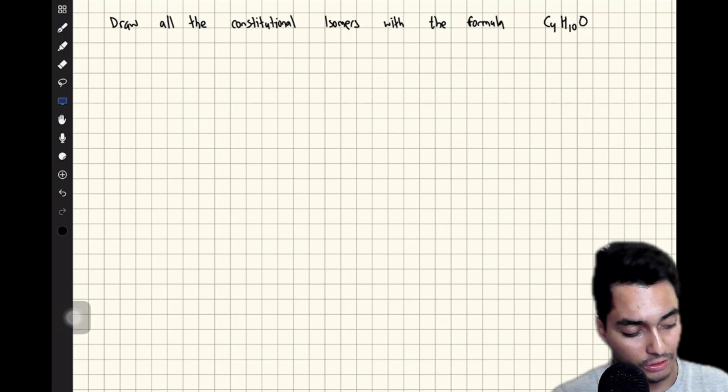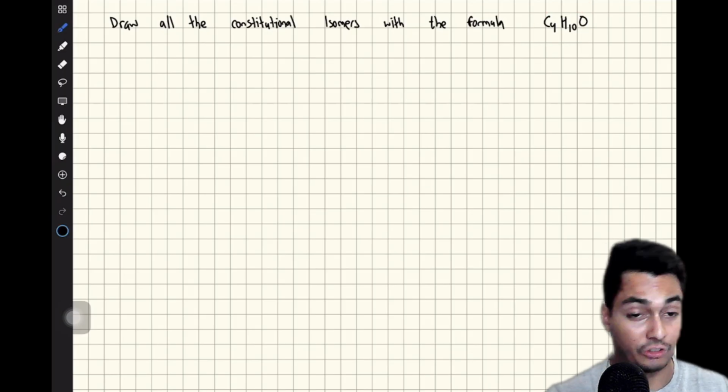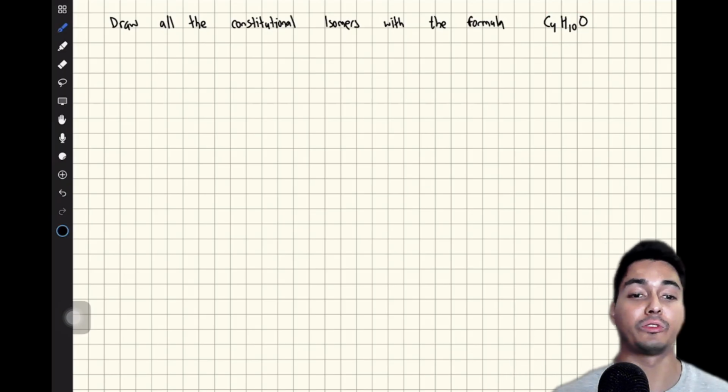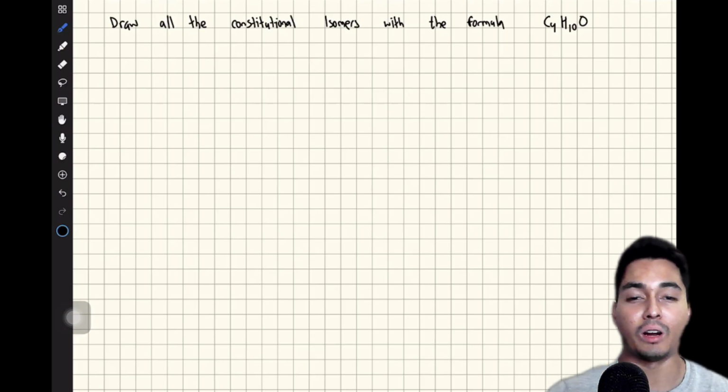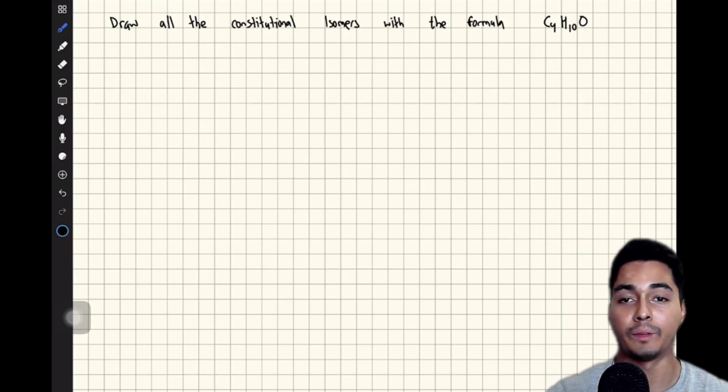Okay, for our next example, we're going to draw all the constitutional isomers with the formula C4H10O. So this time we're going to have 4 carbons. Just to give you a hint, there's going to be quite a few different isomers here. There's not going to be just 4, there's going to be more than 4 isomers here. So pause here and see if you can get a couple by yourself, or perhaps you can get all of them by yourself.